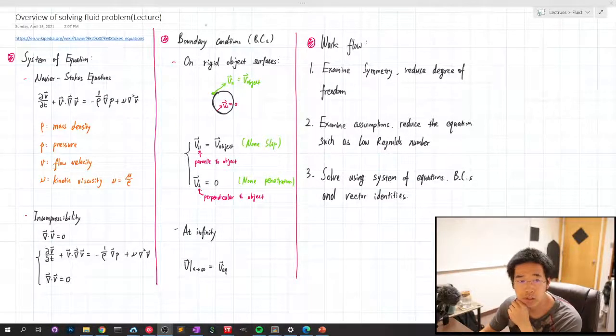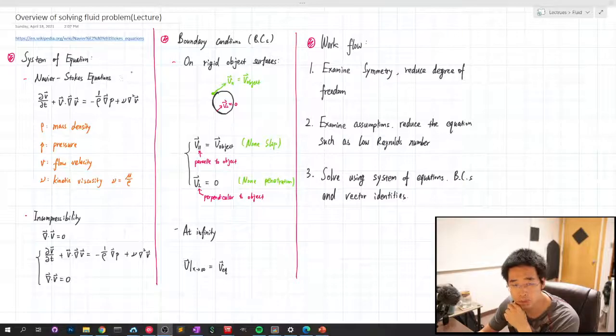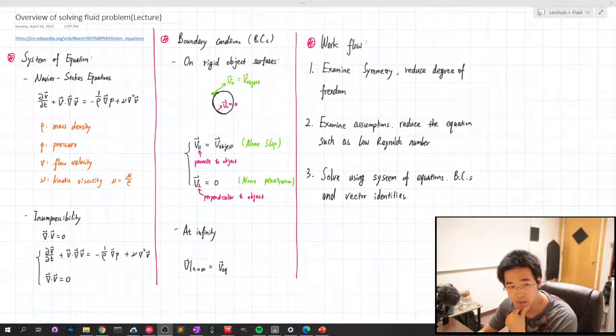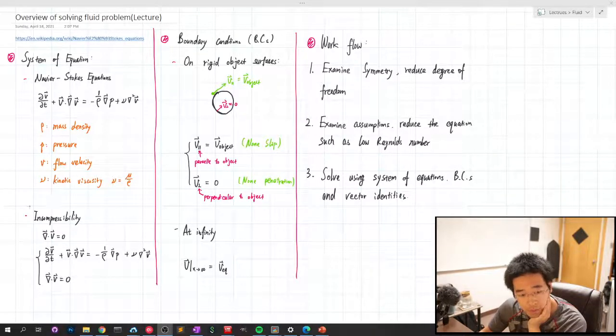Okay, let's talk about an overview about solving a fluid problem with viscosity. Of course we're going to use the Navier-Stokes equations. Here it is. You can check on Wikipedia. And most commonly we will have incompressibility, so we will result in those two equations, and then we'll apply boundary conditions.